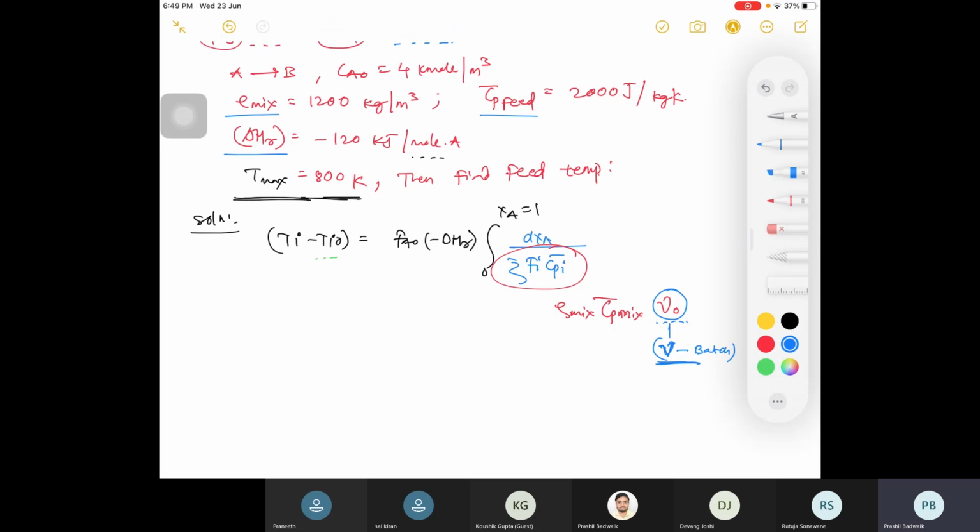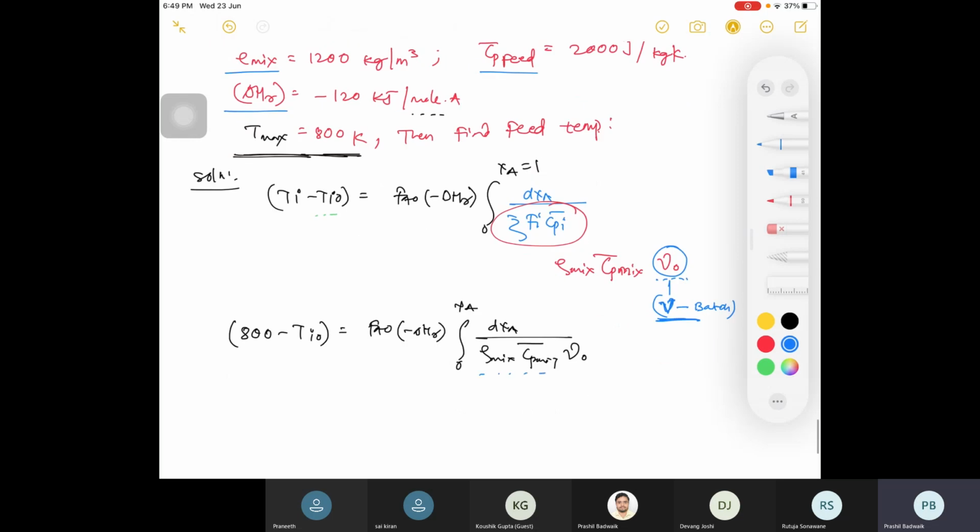Everything is given, right? You just need to put the values in proper units. So it is 800 minus your Ti initial that you need to calculate. FA naught minus delta H reaction, integration 0 to XA, dXA divided by your density of mixture, Cp mean of mixture, and your volumetric flow rate.